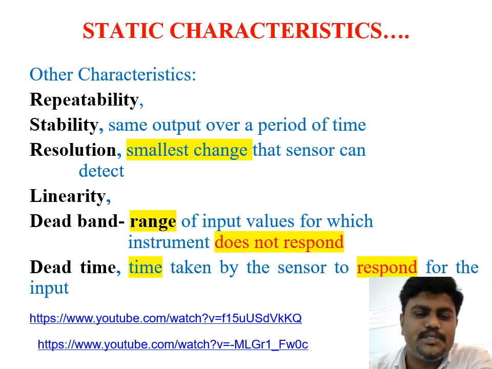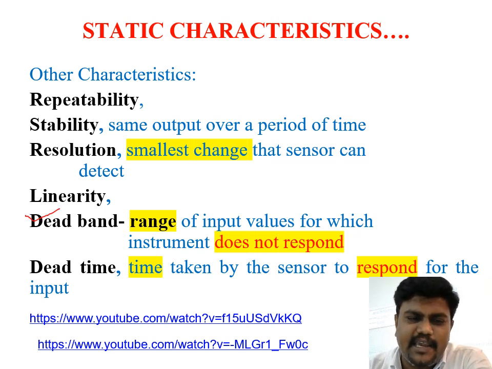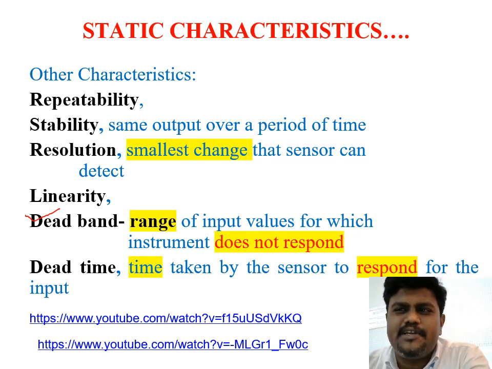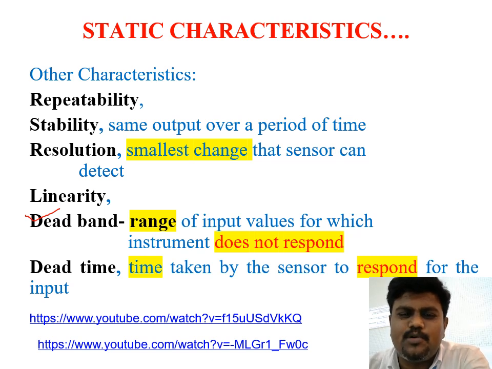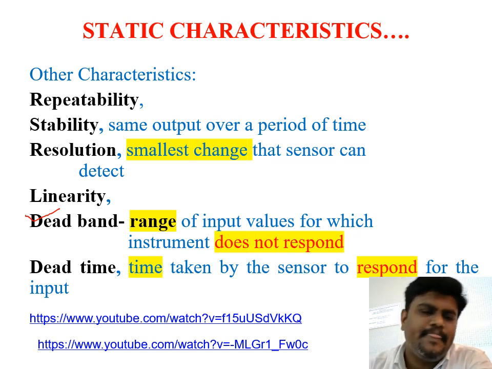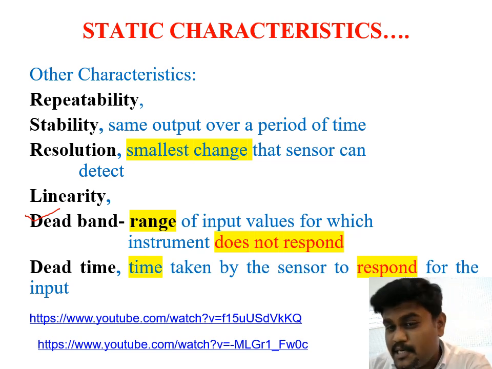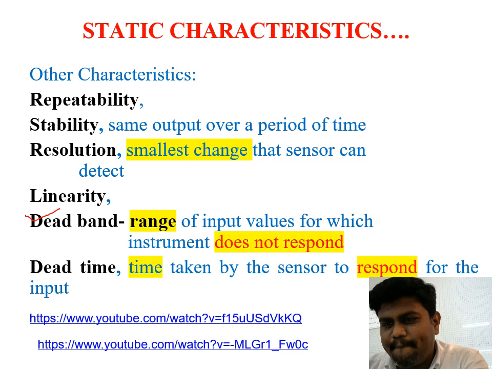Dead band time: even after you give the input, the machine takes some time to give you the output, or for some 5 to 10 seconds it doesn't respond. That means the machine is dead for some time. That is called dead band or dead time. The range is the dead band, and the time taken to respond is called dead time.